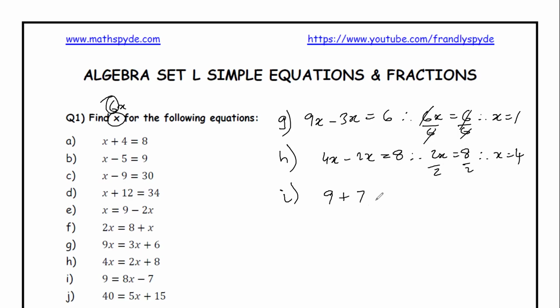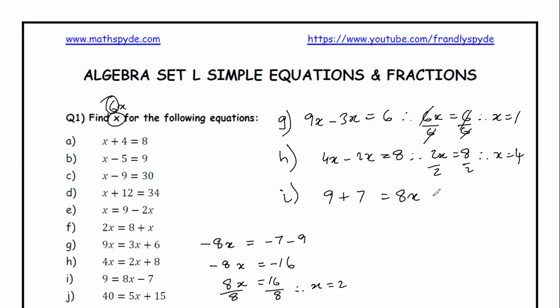9 plus 7. 7 goes on to the other side. And you guys must be wondering, why don't we do minus 8x, take 8x on the other side, and then you get minus 7 and minus 9. Yeah, you can do that way also. Doesn't matter. Negative goes, so you got 8x is equal to 16. Divide both sides by 8, and therefore x is equal to 2.